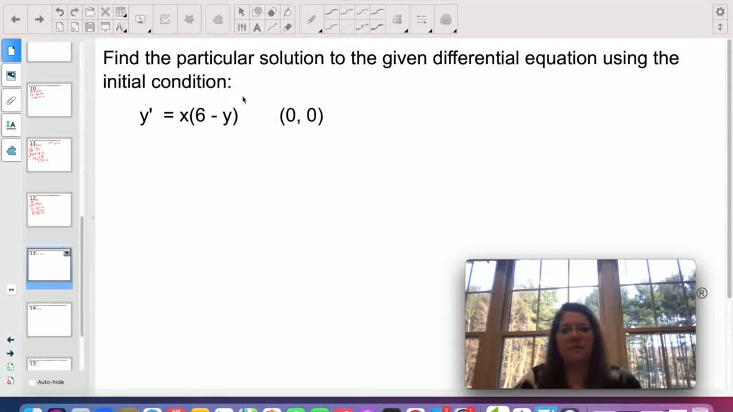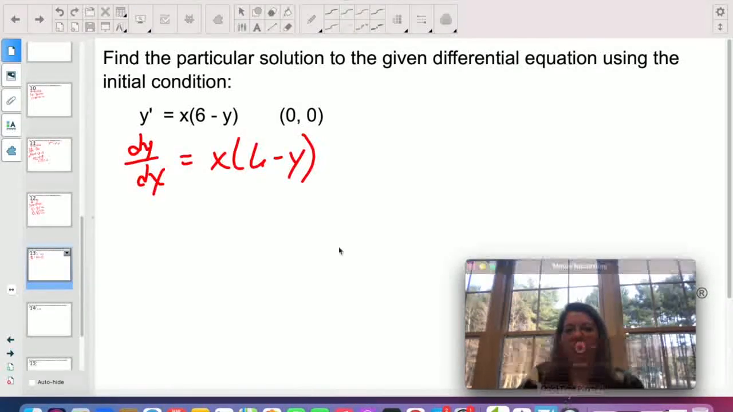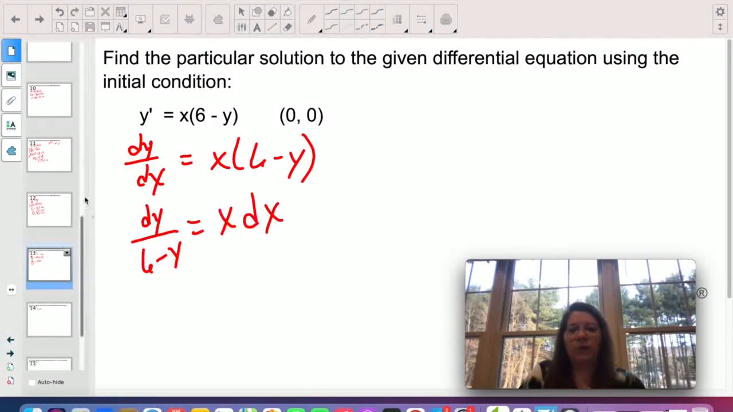So for this one, it says find the particular solution to the given differential equation using the initial condition y prime equals x times 6 minus y, and the ordered pair is 0, 0. So the first thing I'm going to do is recognize that y prime is dy over dx. Next, I'm going to separate the variables. Then I will integrate both sides.